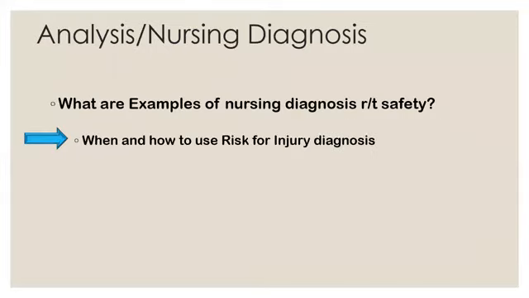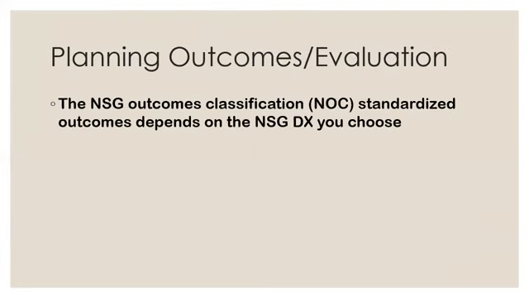Talking about nursing diagnoses, what are some examples of nursing diagnoses related to safety? Some of the NANDA approved nursing diagnoses related to safety are going to be hyperthermia, hypothermia, risk for aspiration, risk for falls, risk for injury, risk for poisoning, risk for suffocation, and risk for physical trauma. So it just depends what applies to your patient, but there are safety nursing diagnoses out there and available. Then the nursing outcomes and standardized outcomes depend on the nursing diagnoses that you choose and what your patient is going through.